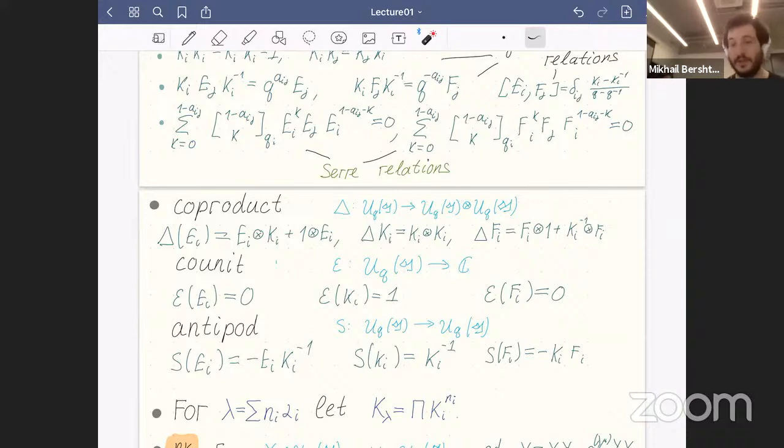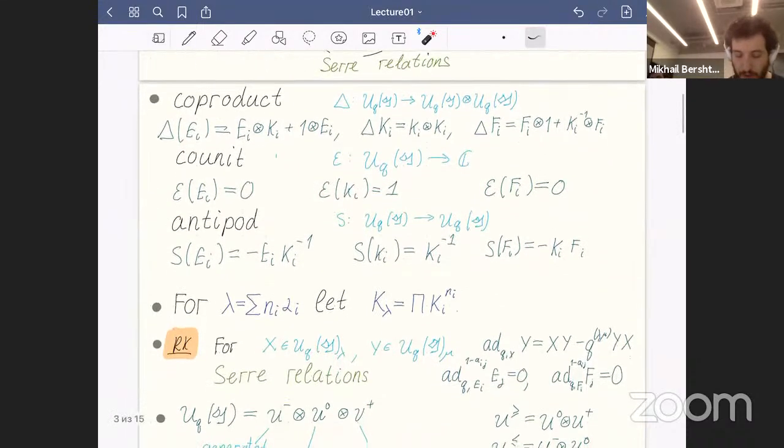So be aware that at some points, okay, I will not be very careful about such stuff where we have roots, but just be aware that at some point these numbers and exponents could be not integers, but some rationals.